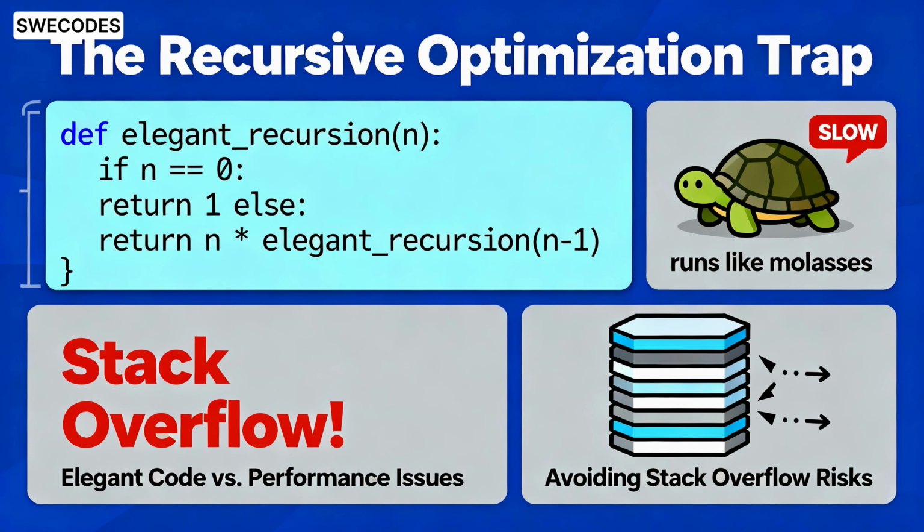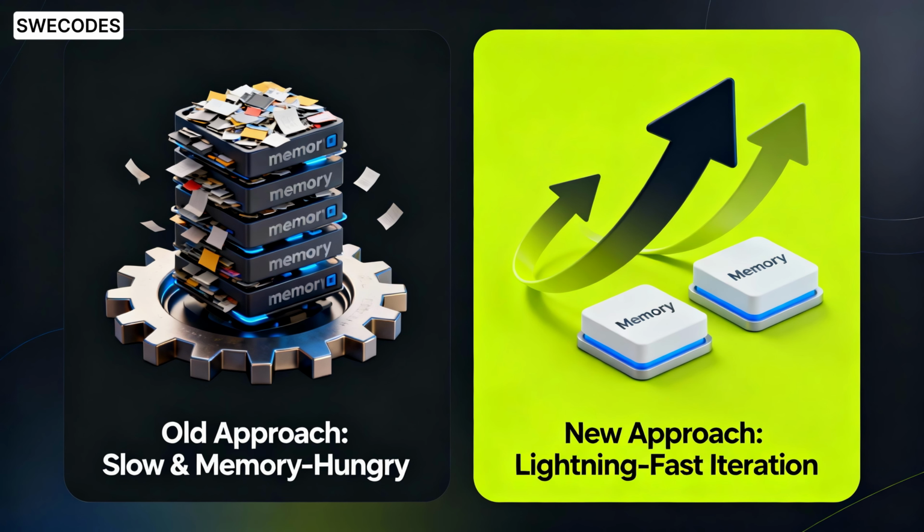Ever write a recursive function that looks elegant, but runs like molasses? Or worse, crashes your program with a stack overflow? That's the classic optimization trap. We're replacing that slow, memory-hungry approach with its lightning-fast, efficient cousin: iteration.